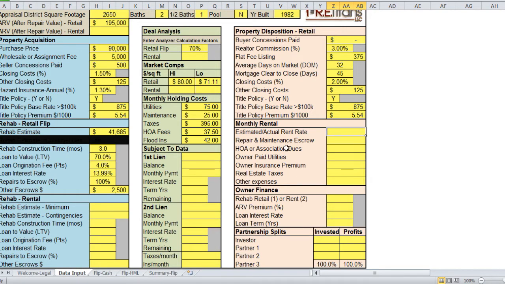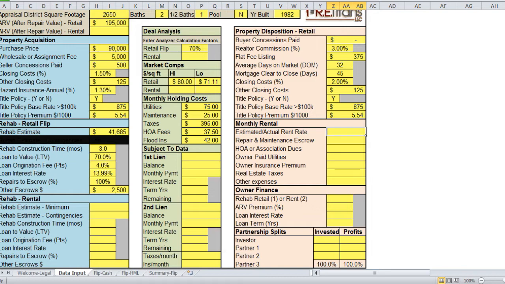Again, you notice there are additional sections here for monthly rental if we were going to do this as a rental rehab and put it on the market for someone to rent it back from us, or an owner finance if we were going to offer it as an owner finance deal as well. But you'll note that for the purposes of our evaluation of a retail flip, we don't have to enter all the information, just what is relevant to the type of deal that we are wanting to evaluate.